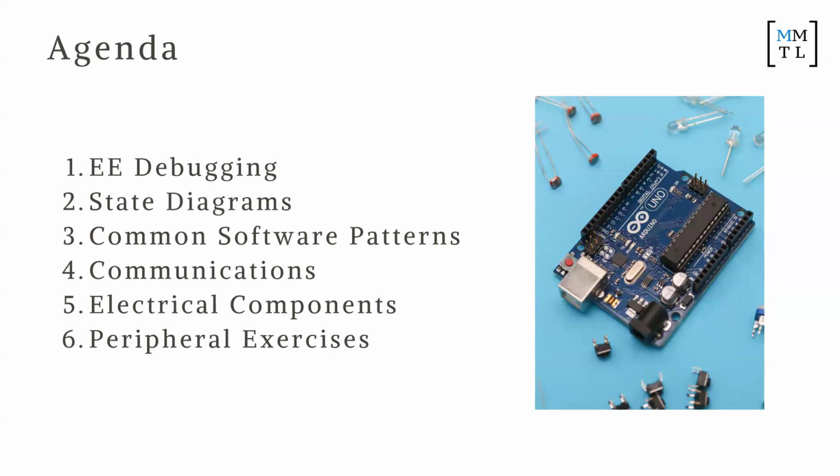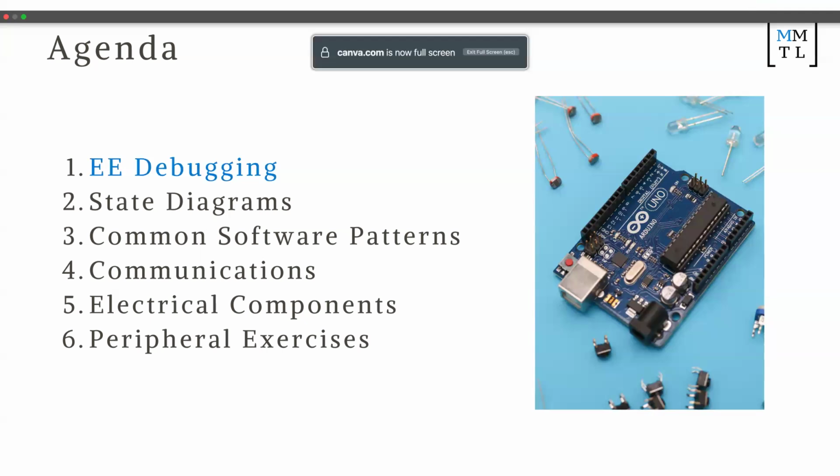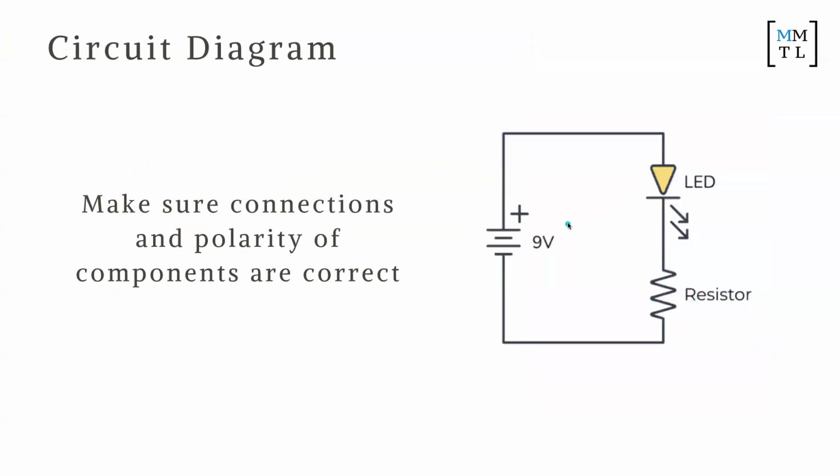Right. So actually, before we jump into this, I'm just going to show you live here as well. When you're doing EE debugging, two of the things that most often come up is just make sure your connections are correct. That's why you always have a circuit diagram to start off with. Make sure you have a circuit diagram and that your connections are correct. That's one of the most common errors that you're ever going to get.